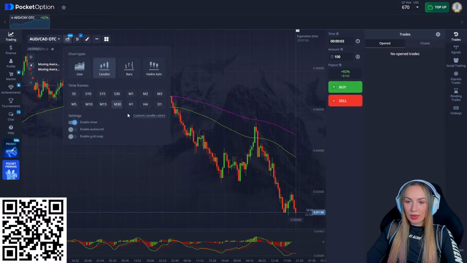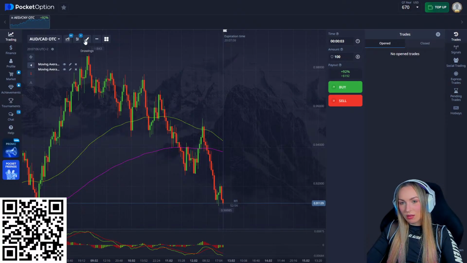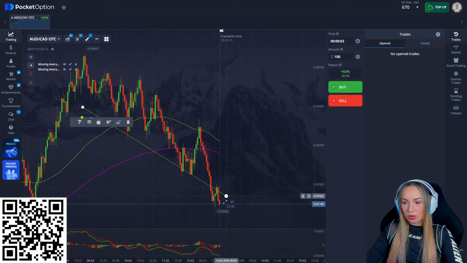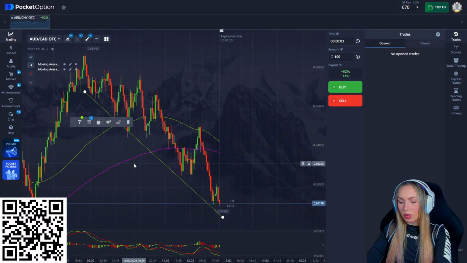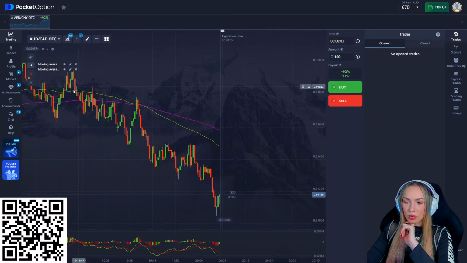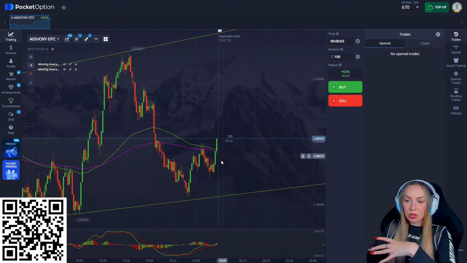AUDCAD, as I can see, is moving in the downward channel for a very long time. I don't know if I should try to draw here the support, because for me it's not super straight, so maybe not. Maybe I wouldn't love to open the trade here, because I don't see a clear structure. I see that the price goes down, but I don't see clear structure like here.